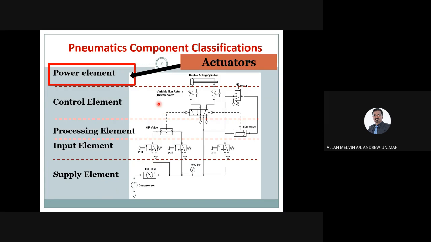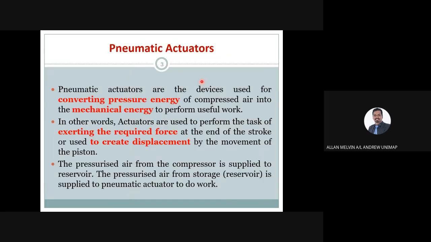Okay, so if you see the classifications, we have supply elements. So supply elements we have seen in chapter 1. So input, processing and control element we saw in chapter 2. And chapter 3 will cover only the power element. So power element, it normally will be the actuators, like cylinders and also rotary motors. Okay, so we will see what are pneumatic actuators.